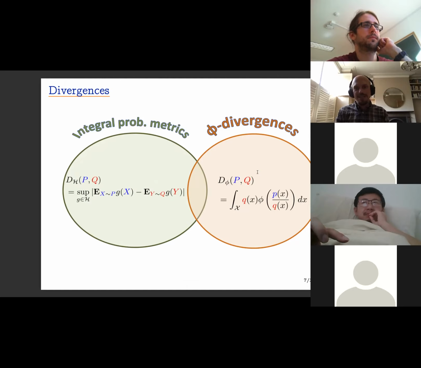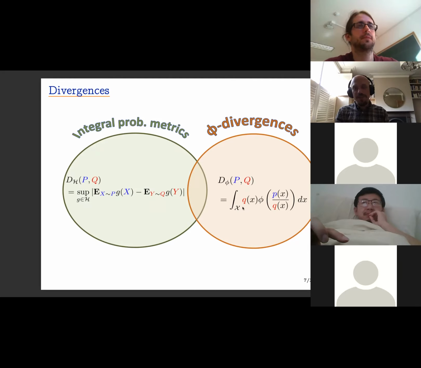If we take as our starting point the difference of P and Q, we get the family of integral probability metrics. So, if we have a difference, we need to witness the difference in some sense. And so how we're going to do that in practice is to look for a function, g, in some family of functions, H, that maximizes the difference in expectations under P and Q.